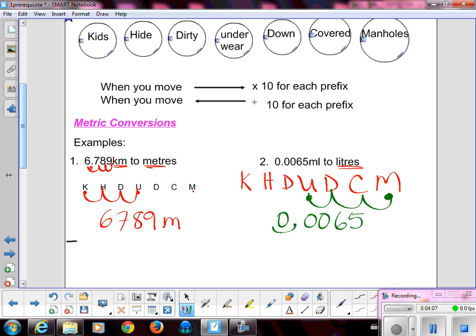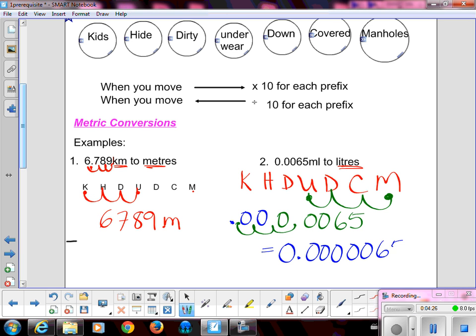So 1, 2, 3. What I do in these places where I have no numbers is I put zeros. So my actual answer then is 0 decimal, and now here's this decimal, 1, 2, 3, 4, 5 zeros.